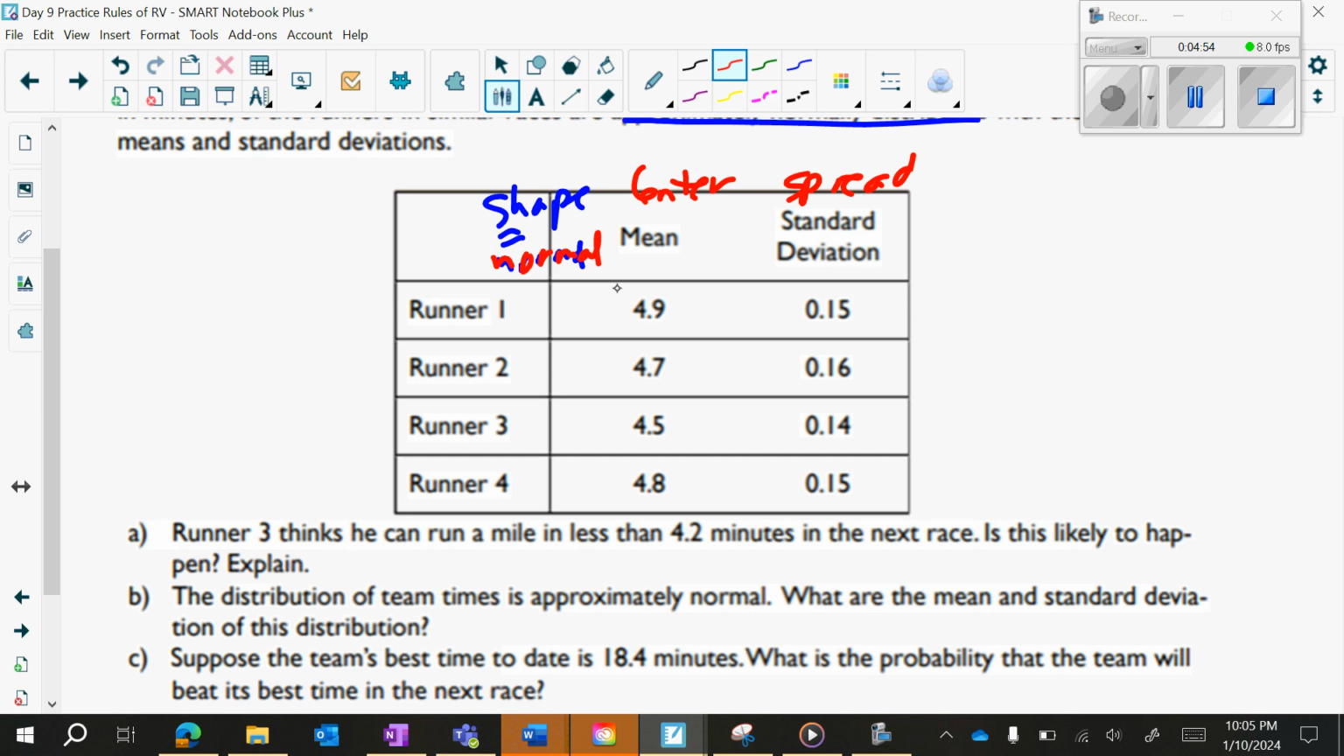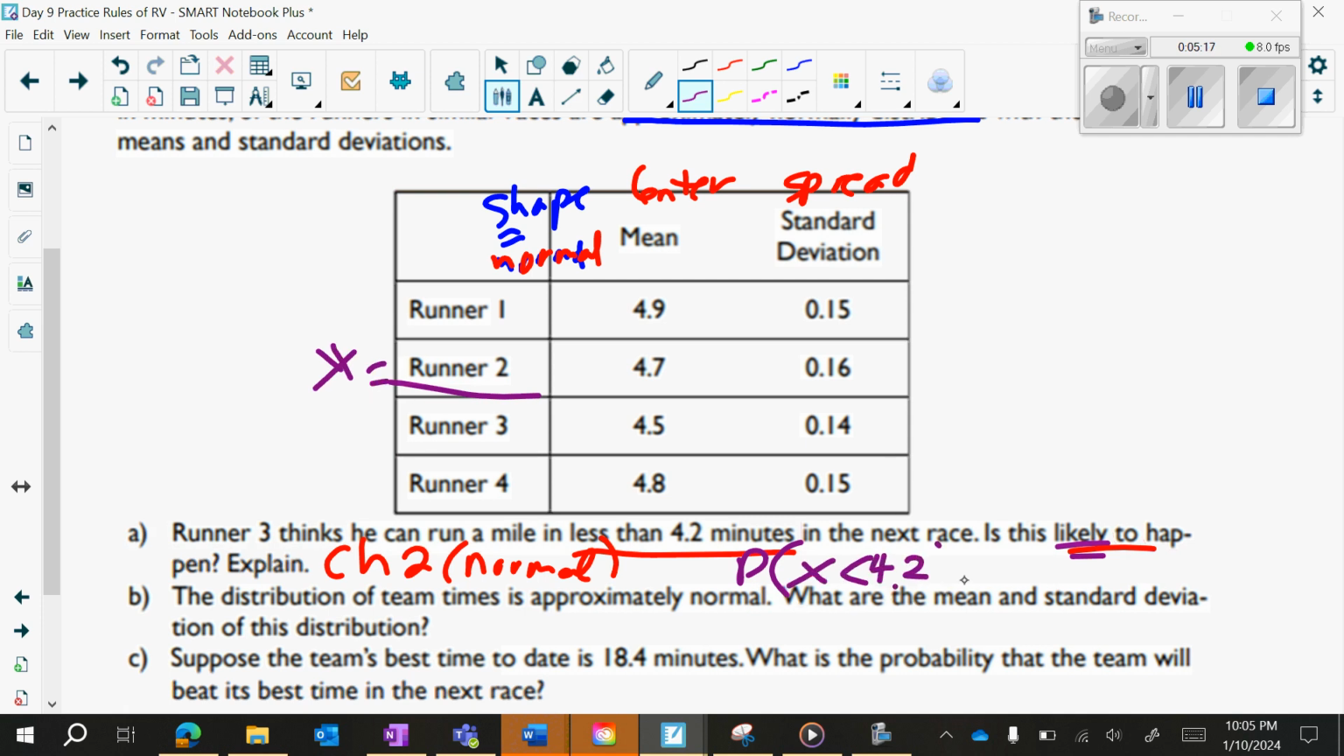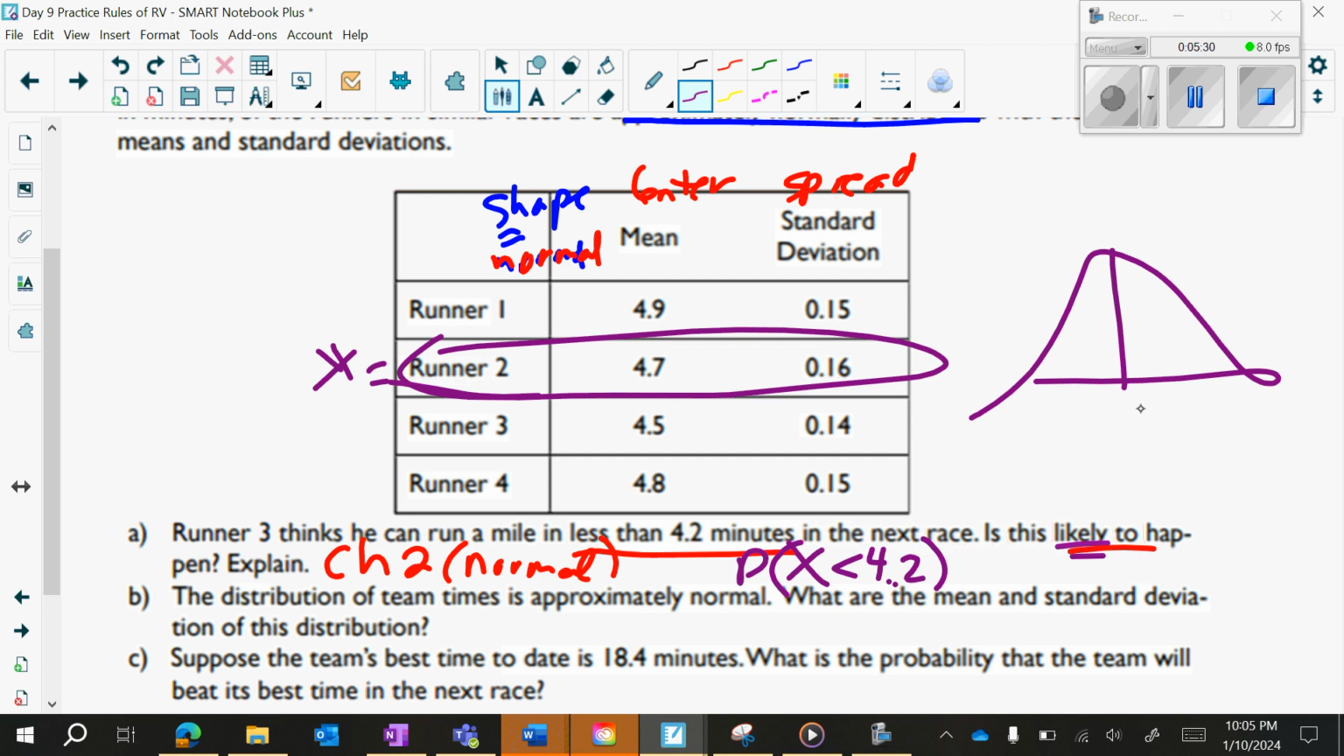Part A, runner 3 thinks he can run a mile in less than 4.2 minutes. Is this likely to happen? So this is actually a review from chapter 2, normal curve. Likelihood means probability, right? Can you find the probability that runner 2, we'll call it X, runs less than 4.2 minutes? So you guys are going to do a little normal CDF action or Z-score action for that and find your answer. So do that now. Just spotlight runner 2 and do the bell curve for runner 2.